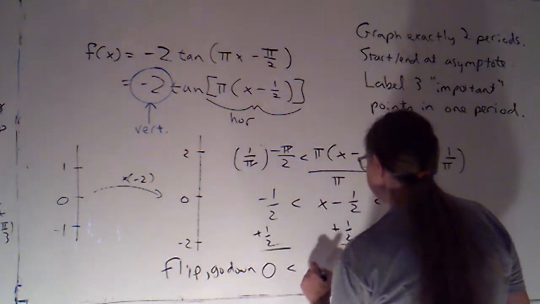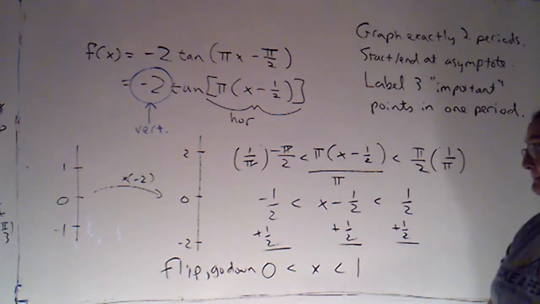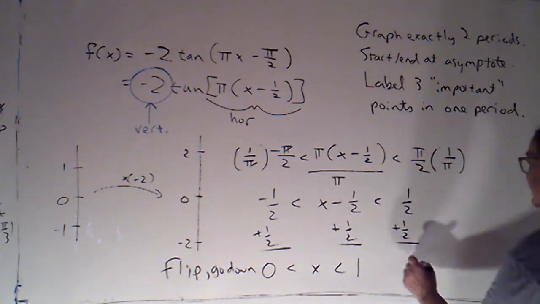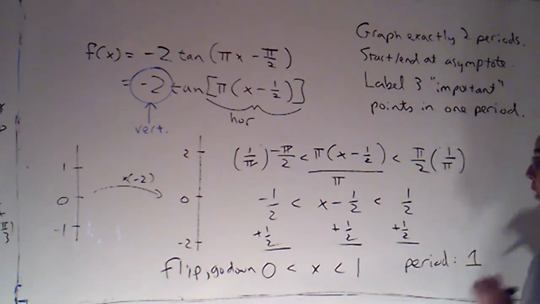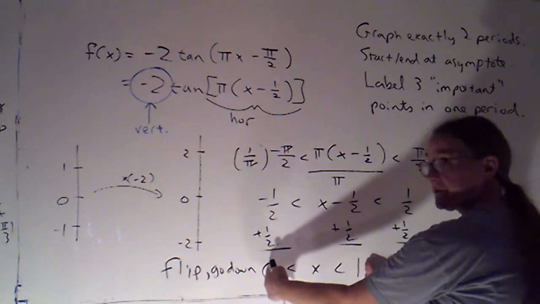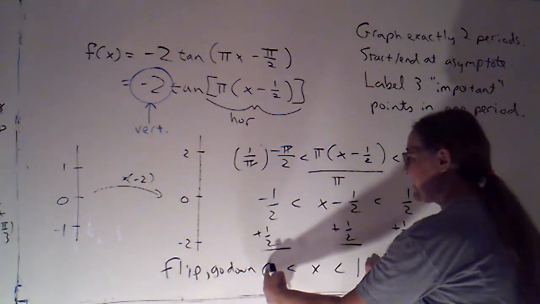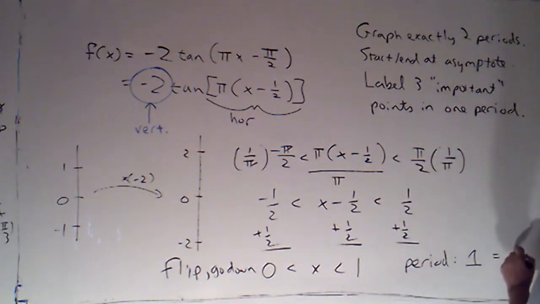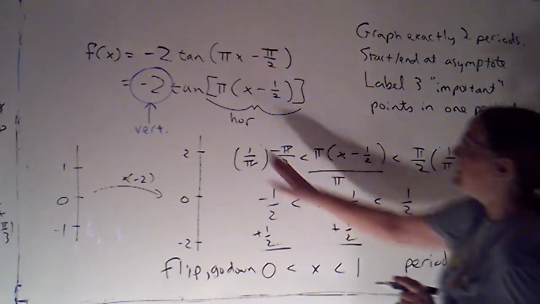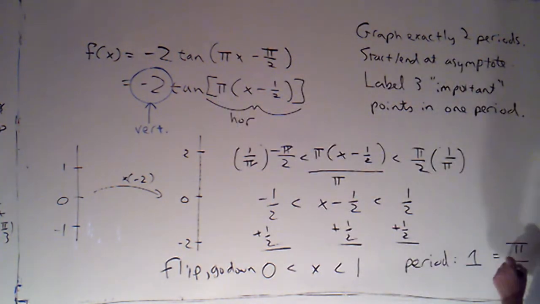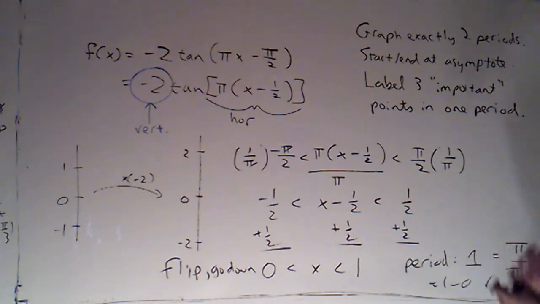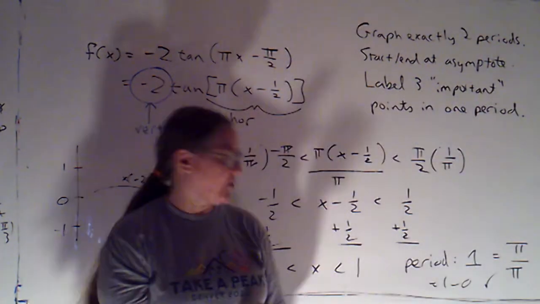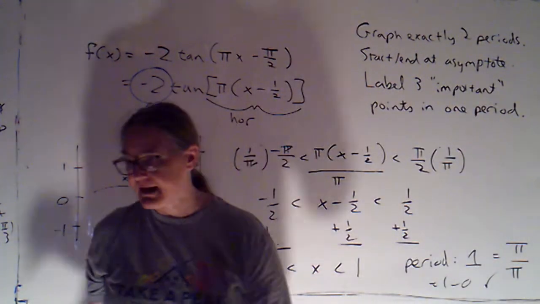So 0 is less than x is less than 1. Okay, so I can see now my new period should be 1 because that's 1 minus 0. That's the difference between my ending point and my starting point. That's also the original period pi divided by this number that I'm multiplying by. So I can calculate it one of 2 ways, and I get the same thing either way. Period is 1. Okay, excellent.